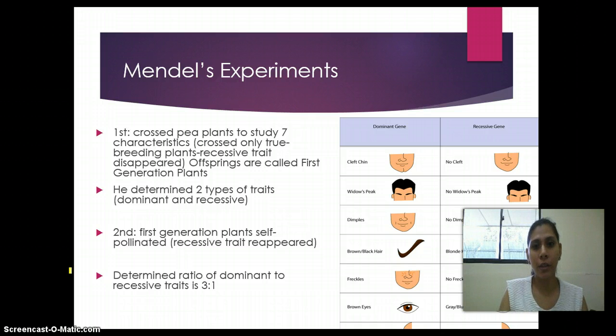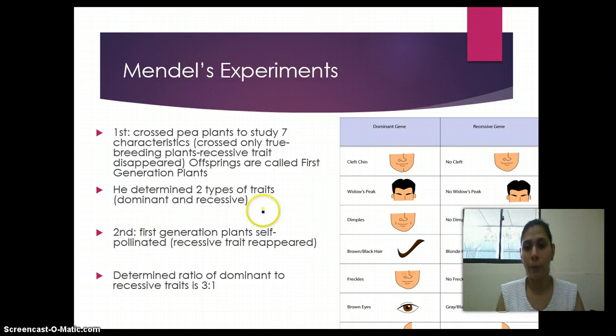But then he allowed the first-generation plants to self-pollinate, and what he saw was that in this case, the recessive trait appeared, which means that the white, the recessive color, would reappear. And he determined that the ratio was 3 to 1, which meant that when he did the self-pollination of the second generation, 3 plants would be purple, or carry the dominant trait, and 1 plant would be white, or carry the recessive trait.